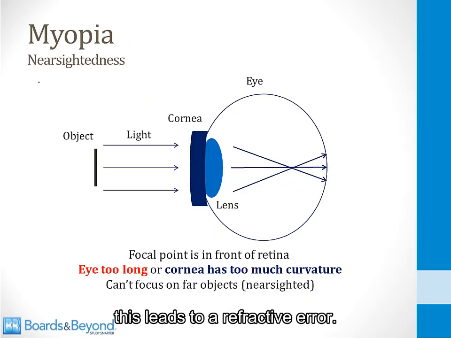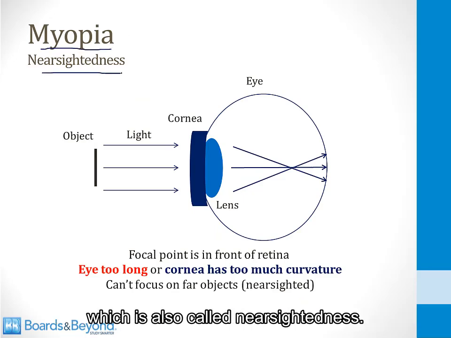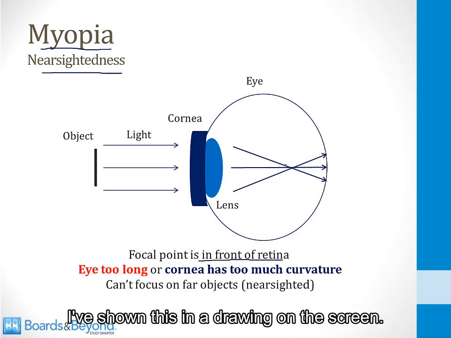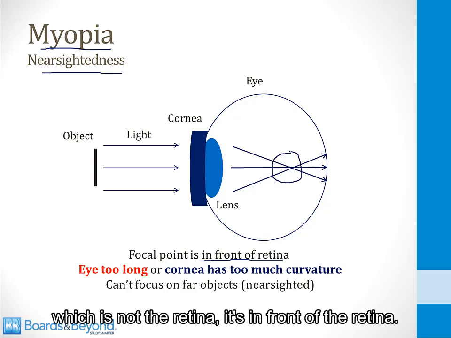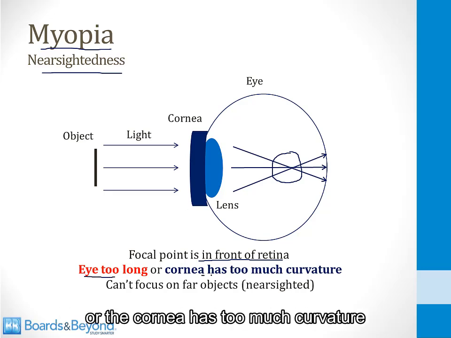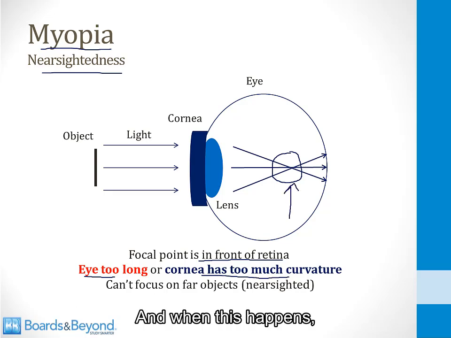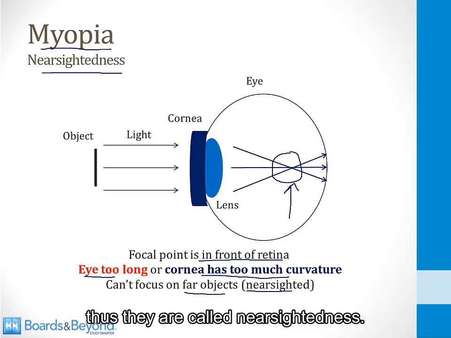The first refractive error that we'll discuss is myopia, which is also called nearsightedness. This occurs when the focal point is in front of the retina. I've shown this in a drawing on the screen. The cornea is focusing light at this point here, which is not the retina, it's in front of the retina. This happens when the eye is either too long or the cornea has too much curvature so that the focal point ends up not on the retina. And when this happens, patients cannot focus on far away objects, thus they are called nearsighted.